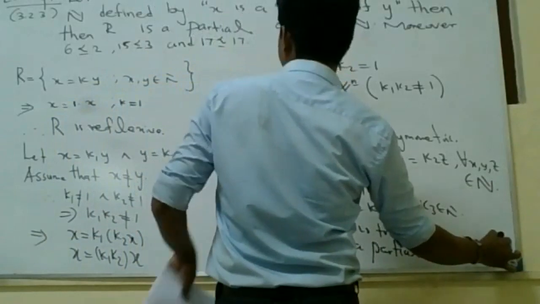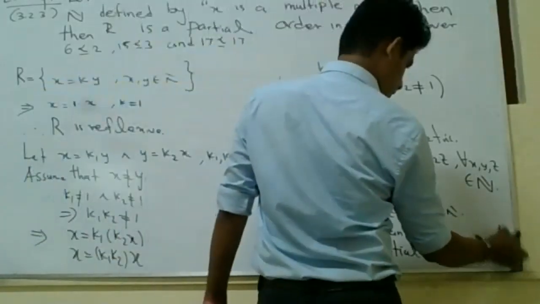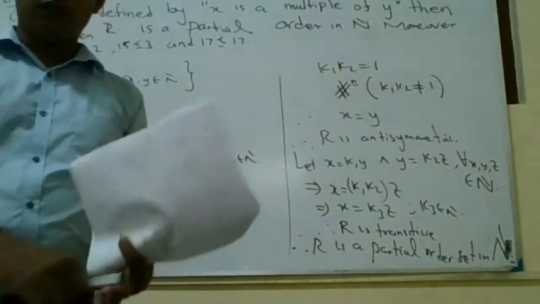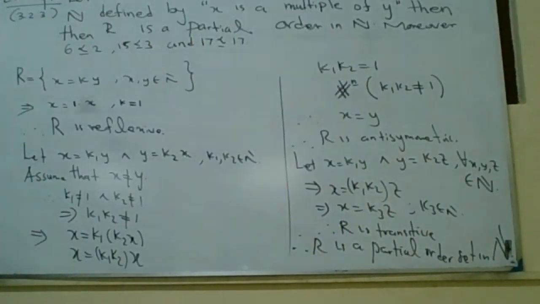Partial order in the natural numbers. Right?